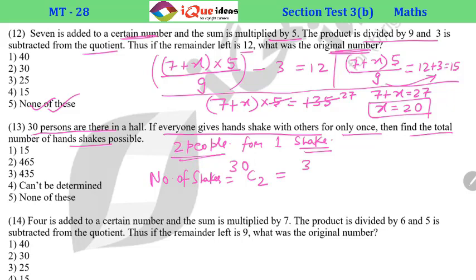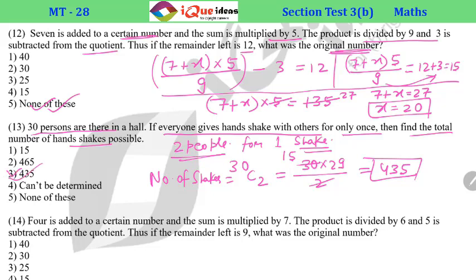So calculate this. This is 30 into 29 divided by 2. 2 cancels 30 15 times. 15 into 29 will be 435. Right. So 435 should be the correct answer. That is the third option. Okay.